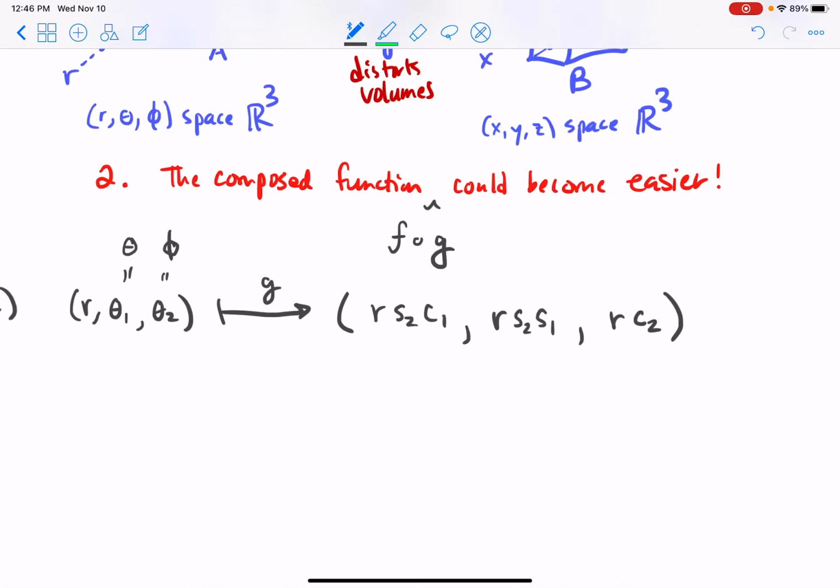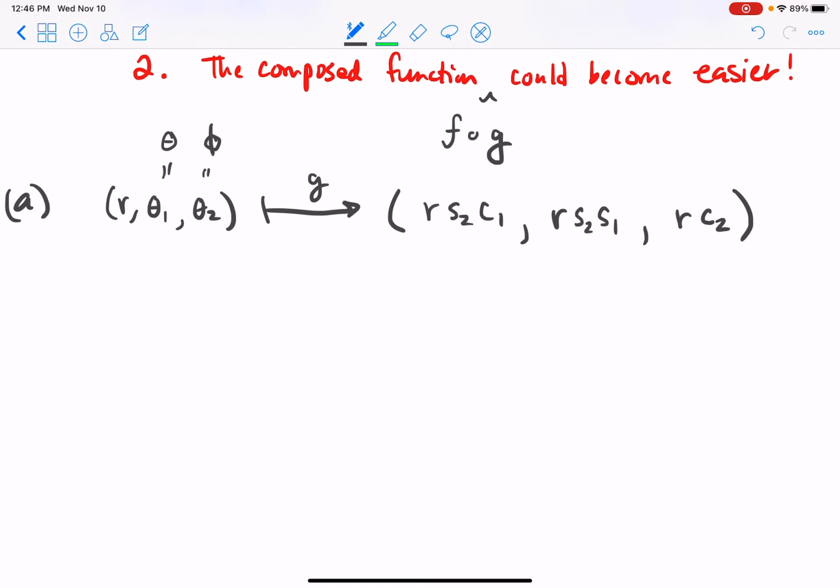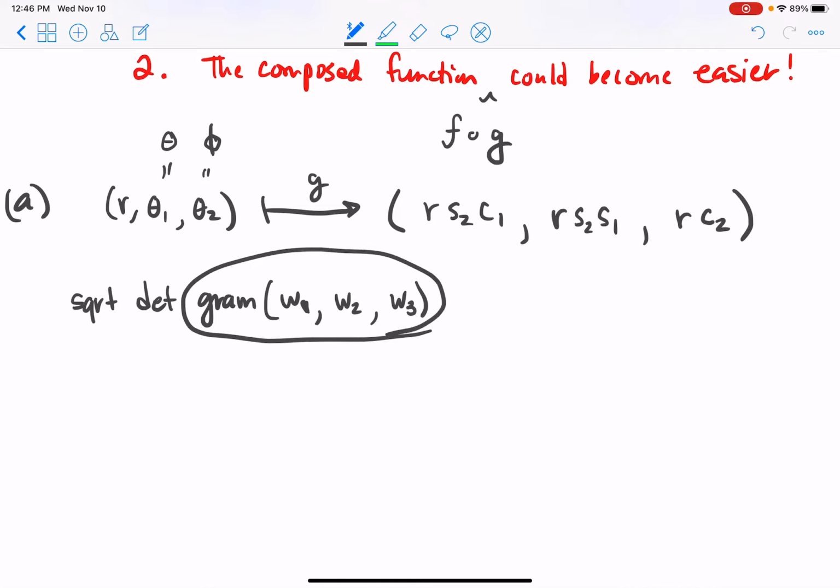Okay. So now, remember the formula is the square root of the determinant of the Gram matrix of, now how many columns of the Jacobian? There's going to be a first column of the Jacobian, a second column from the second input variable, and a third column from the third input variable. So this will be a 3 by 3 matrix. And then we take the determinant and take the square root.